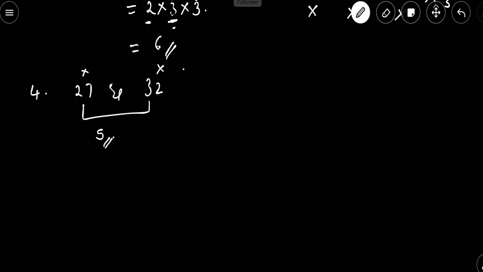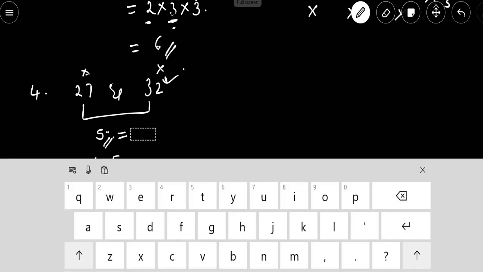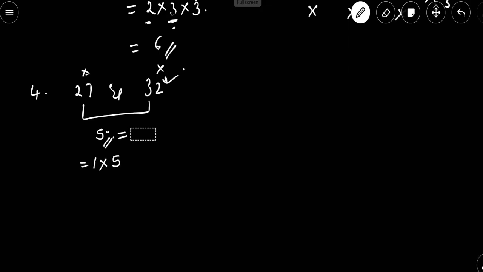So how will you calculate the HCF? I can write this as 1 into 5, because 1 into 5 is 5 only. As 5 is not divisible into 27 and is also not divisible into 32, and I cannot take factors of this 5 to check, what will I do? I will write here 1 into 5. So what is the HCF here? The HCF is 1. Now we will see the lengthier method to calculate.